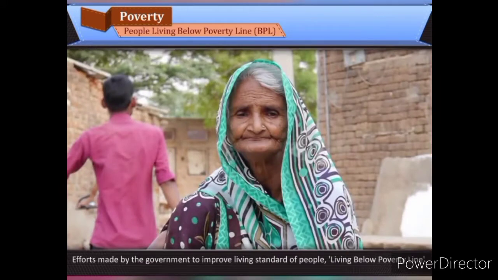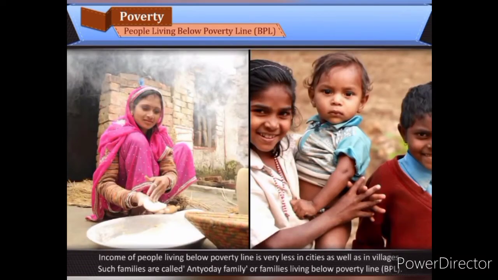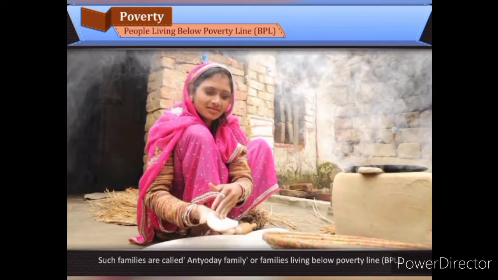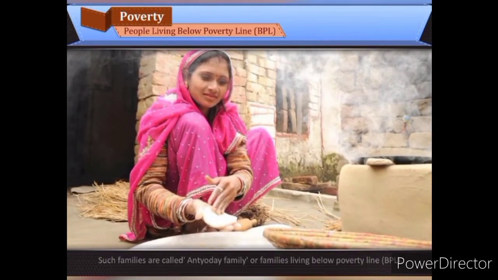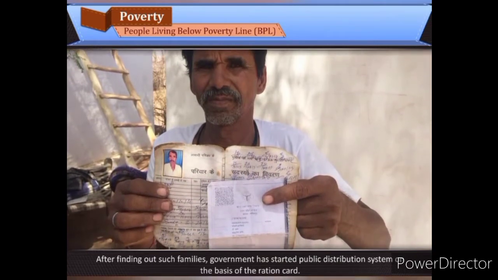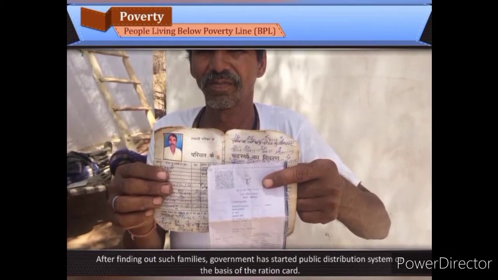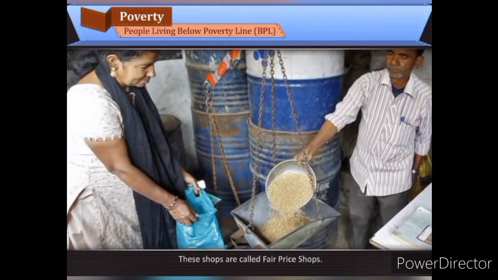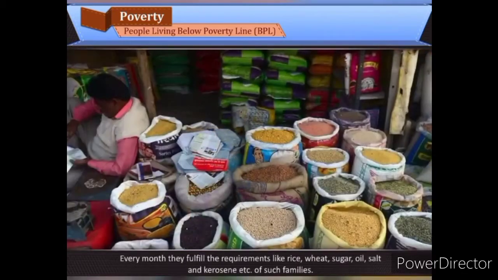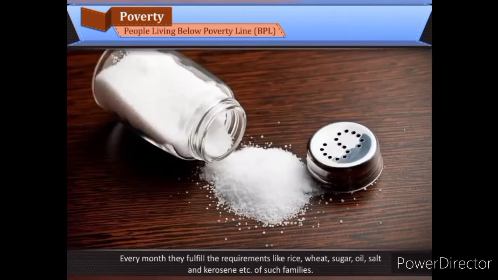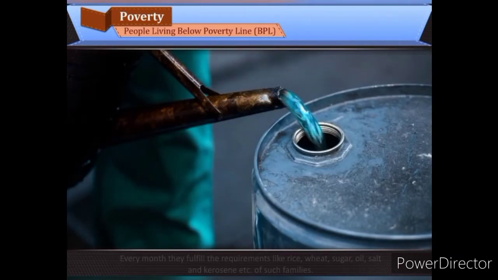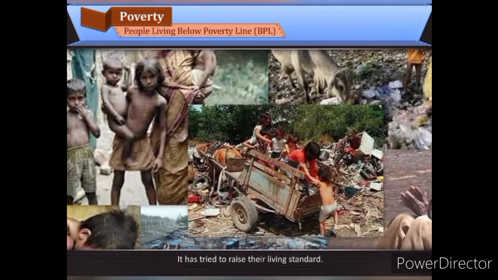Efforts made by the government to improve living standard of people living below poverty line. Income of people living below poverty line is very less in cities as well as in villages. Such families are called Antyodaya family or families living below poverty line, BPL. After finding out such families, government has started public distribution system on the basis of ration card. These shops are called fair price shops. Every month, they fulfill the requirements like rice, wheat, sugar, oil, salt, and kerosene, etc. of such families. It has tried to raise their living standard.